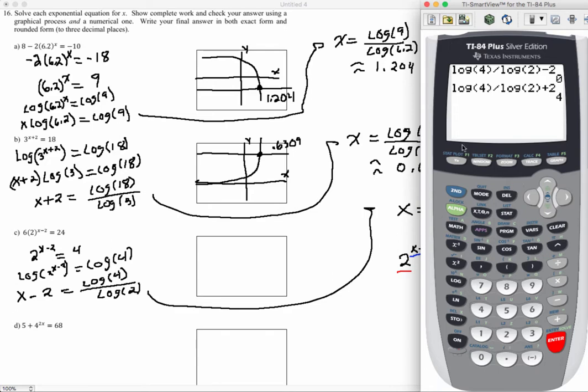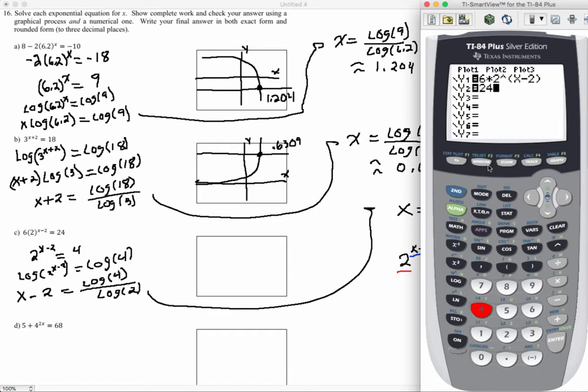Perfect. Okay. So if we go back to our y equals and do this from the graphical standpoint, you're going to put in 6 parentheses 2 raised to the x minus 2. Actually, I think I want to type it in a little different than it looks. It's going to be easier if I go 6 times 2 caret parentheses x minus 2. That's going to be a much easier way to type this in, and I'll save myself a few parentheses that way. And then down here put in a 24.